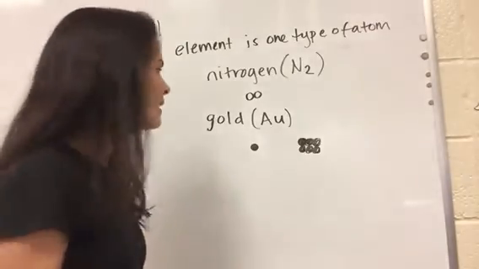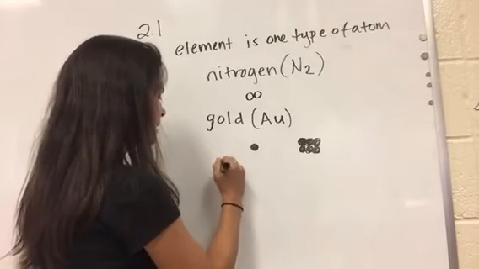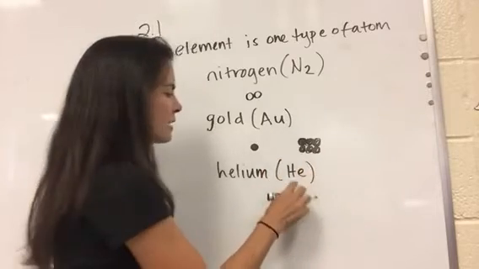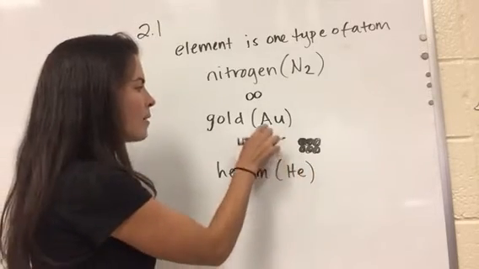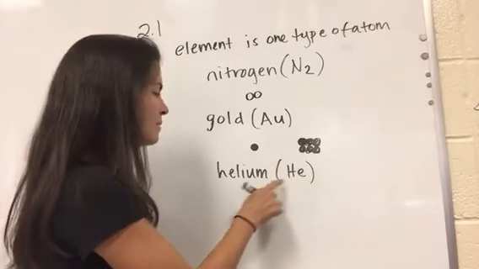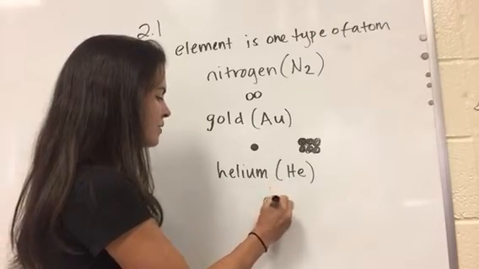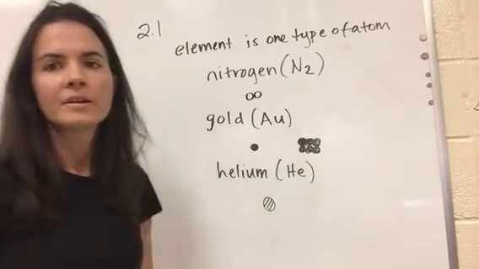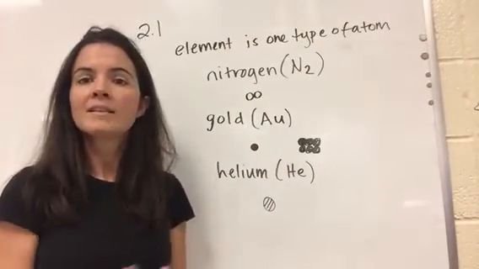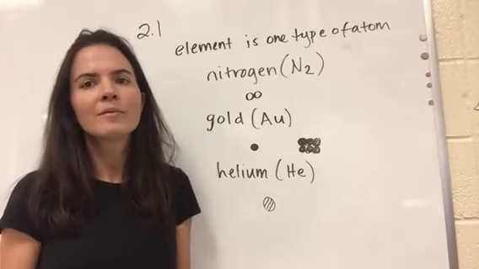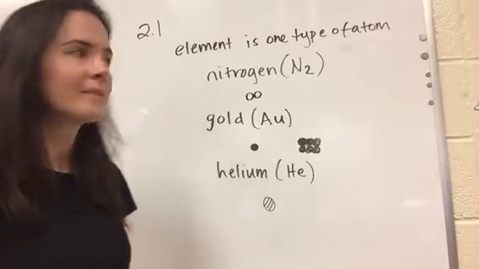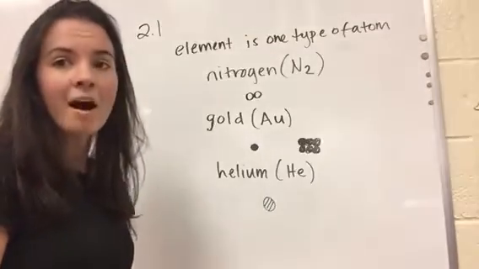Another example of an element might be something like helium, He. So it has two letters, just like gold, but the capital letter lets us know that it's the start of a new element. So this would be the symbol for helium, and I might draw my atom like that, just to let you know it was different from all these other ones. Once you get your periodic table, the elements will be easier to tell because they are all listed on our periodic table. So that's an element. The next one is a compound.